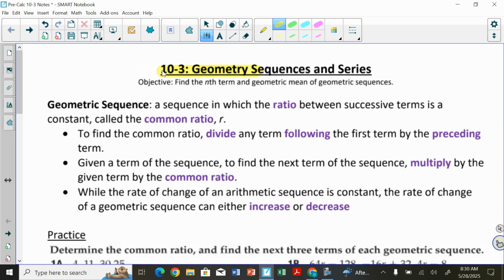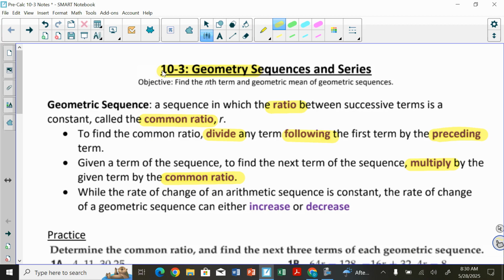All right, so a geometric sequence is one in which the ratio between successive terms is a constant called the common ratio. So instead of adding and subtracting the common difference, in this case you're going to divide any term following the first term by the preceding term. So you can pick any term after the first term, say the second term or the third term, and divide it by the one before it, and that gives you your common ratio. Given a term of the sequence, to find the next term we simply multiply by that ratio, and we can get the rest of the terms from here on out.